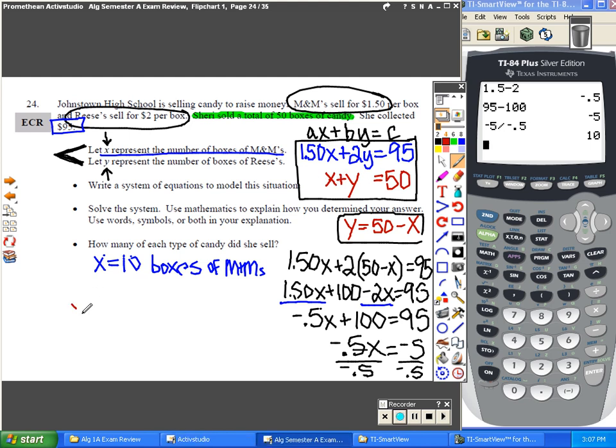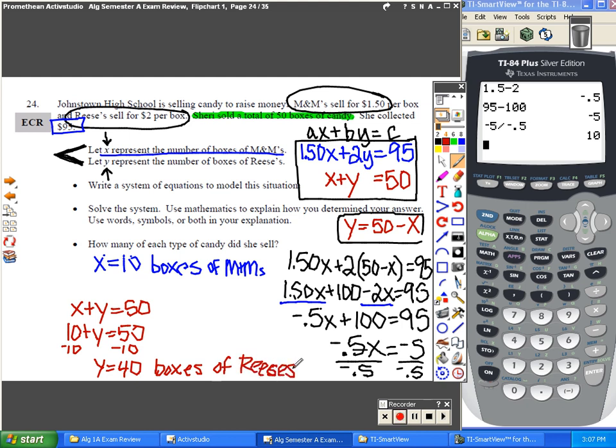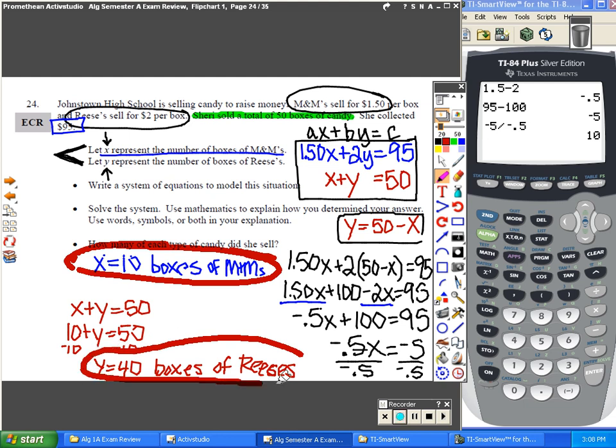So let me write that. X plus y equals 50. And I know now that x is 10. So 10 plus y equals 50. Which means after I subtract 10, that y must be 40. So that's 40 boxes of Reese's. So my final answer is 10 boxes of M&Ms and 40 boxes of Reese's.